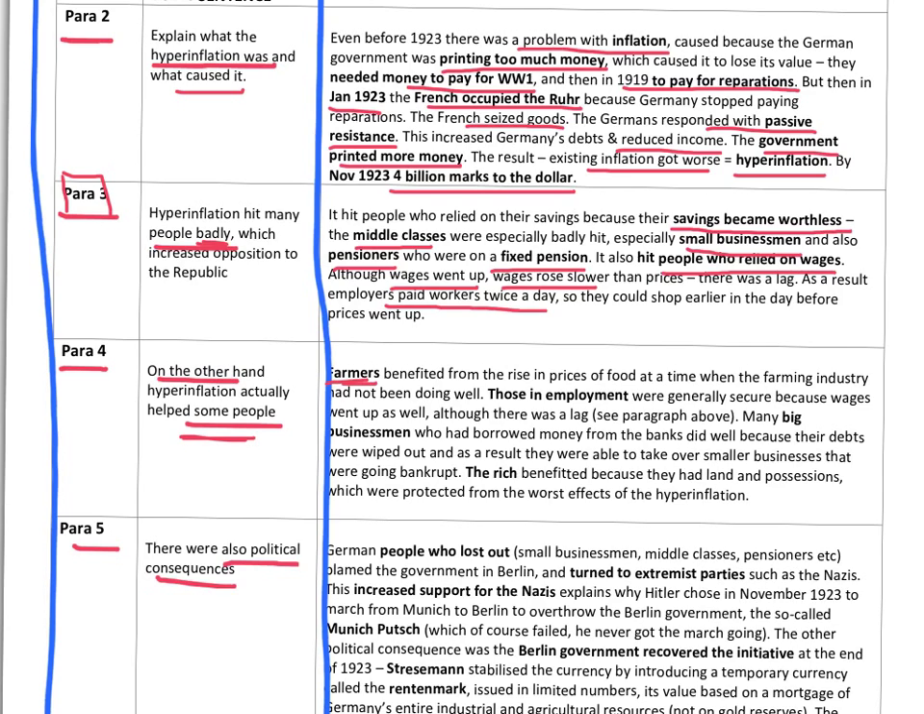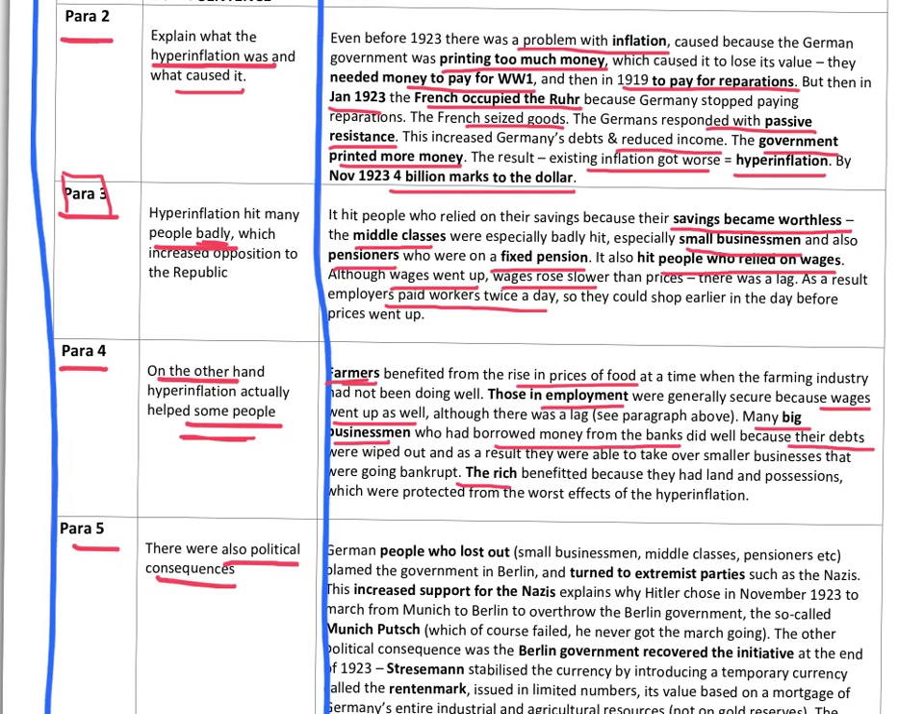Farmers in particular benefited. They had been struggling, but the rise in food prices helped them. People in employment generally, people who were on wages, benefited because wages went up as well, although there was a lag, as we just mentioned. And big businesses did well, because they had borrowed money from the banks, and it's the opposite. Savings were wiped out, but debts were wiped out as well.